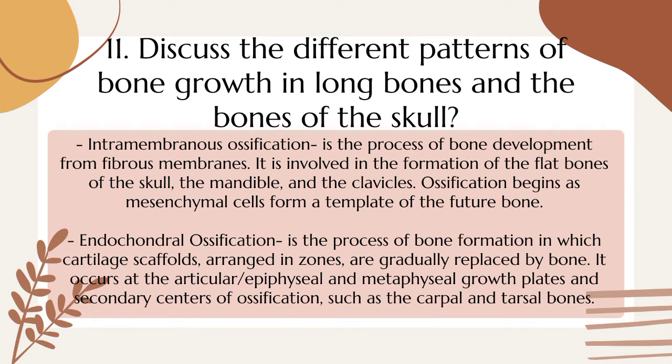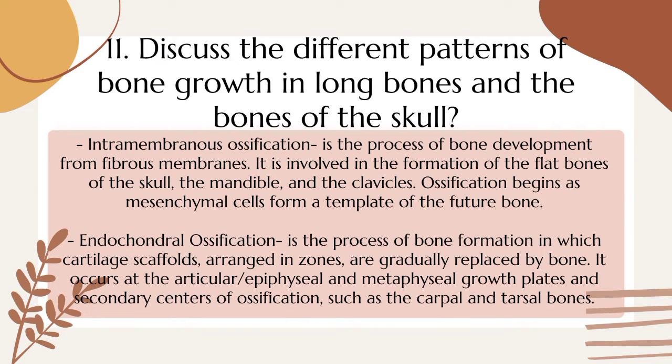Discuss the different patterns of bone growth in long bones and the bones of the skull. The first one is the intramembranous ossification. It is the process of bone development from fibrous membranes. It is involved in the formation of the flat bones of the skull, the mandible, and the clavicles. Ossification begins as mesenchymal cells form a template of the future bone.